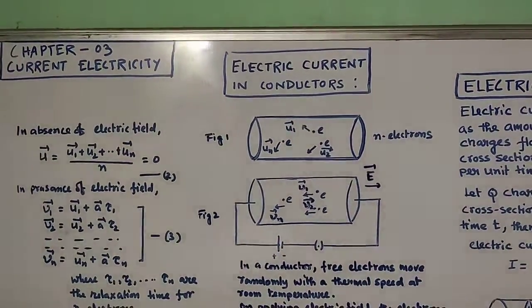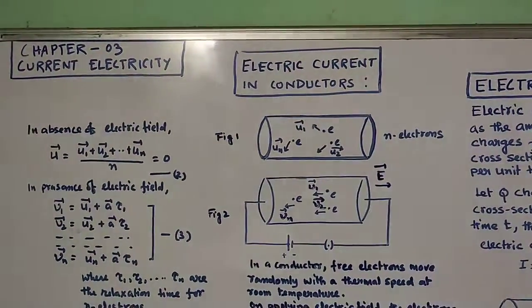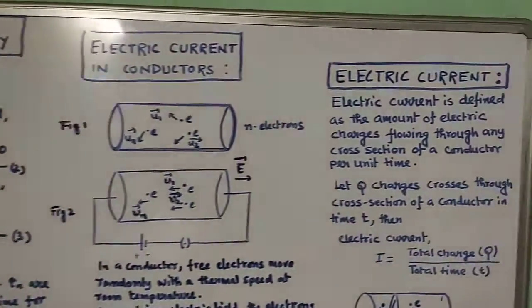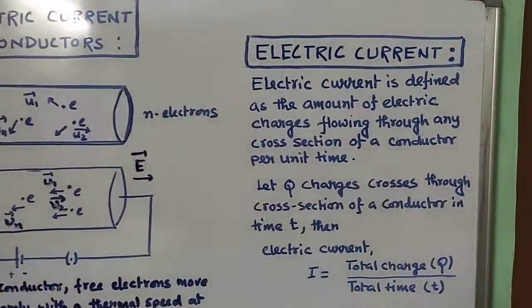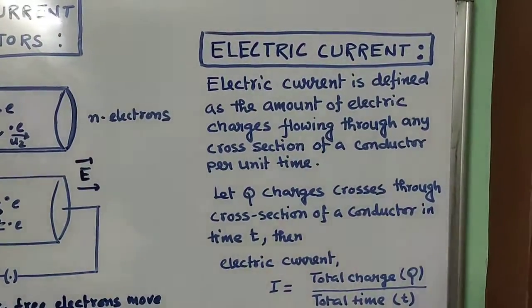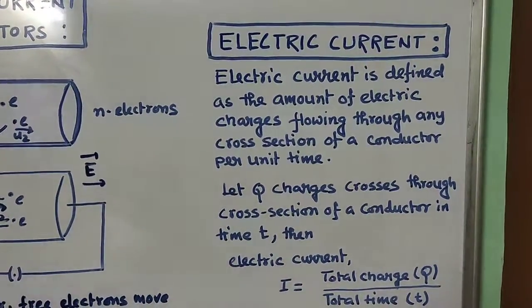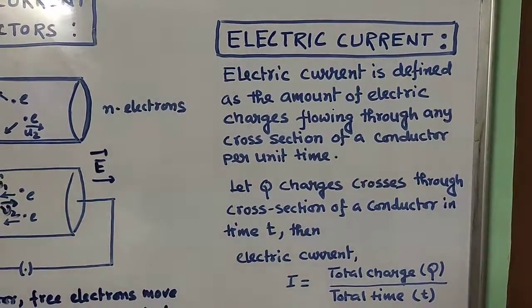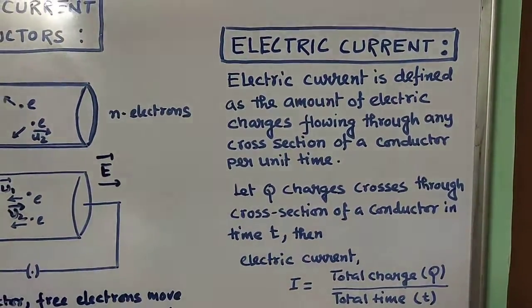Good morning students. Today we are going to discuss a few important topics from chapter 3, that is current electricity. Now the first topic which we are going to discuss is electric current. I think most of you know the definition of electric current. It is nothing but the rate of flow of charge. So here we will discuss this topic a little more elaborately.